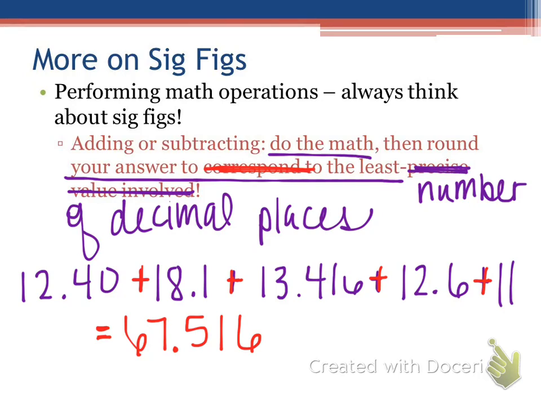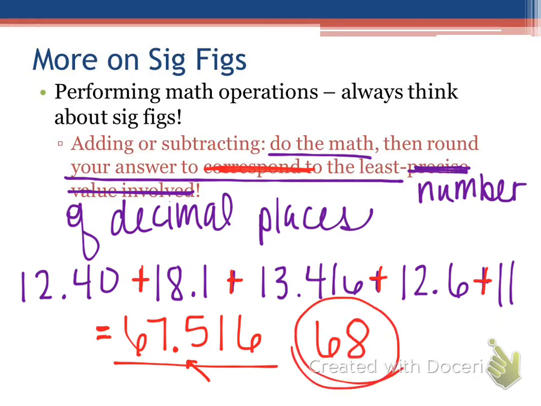Our answer can be no more precise than our least precise value involved. Our answers can be no more exact than one of our measurements. So what's the least precise measurement? What did we decide? 11. And how many decimal places does 11 have? None. So that means we have to round our answer to have no decimal places because it can't be more exact than one of our measurements. So how do we round this to a whole number? 68.